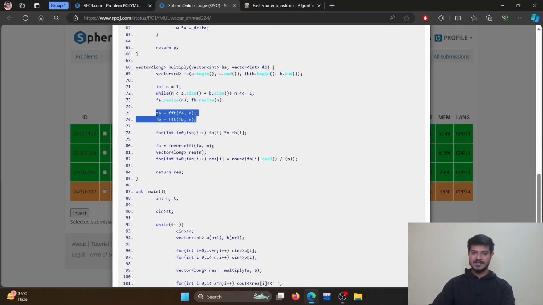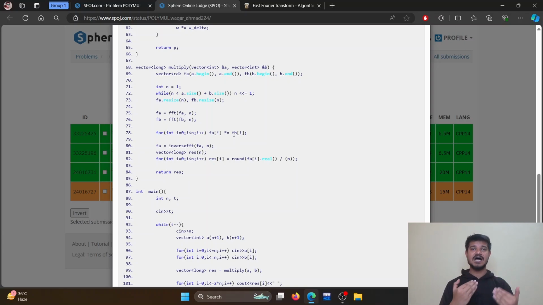After that you can evaluate a and b, f of a and f of b, using FFT. So basically I'm applying FFT on FA and FB to evaluate those two on n different points. Once you have FA and FB, basically evaluation of the original polynomial in the complex plane, you can calculate the result by simply multiplying FA and FB. So that is what I'm doing here. FA is equal to FA times FB.